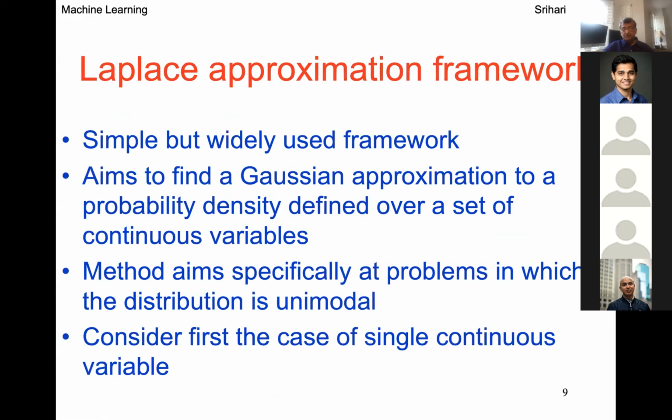The Laplace approximation is a simple but widely used framework, widely used even outside of machine learning. It aims to find a Gaussian approximation to a probability density over a set of continuous variables. The method aims specifically at problems in which the distribution is unimodal. There is a limitation right there: your data is assumed to be unimodal, without multiple peaks. That is going to be a drawback with Laplace. But if you have one peak like the one we saw, then it's a reasonably good method. So consider first the case of a single continuous variable.